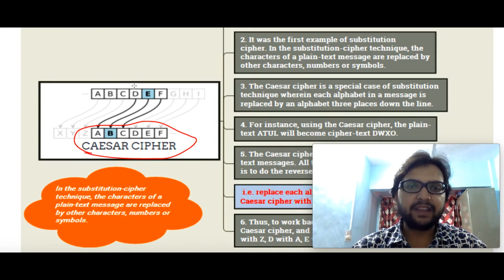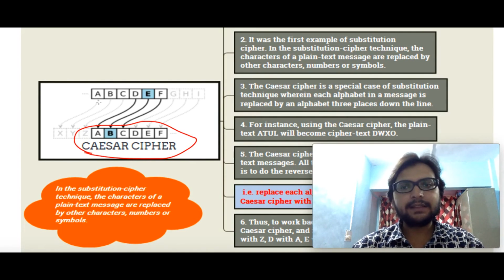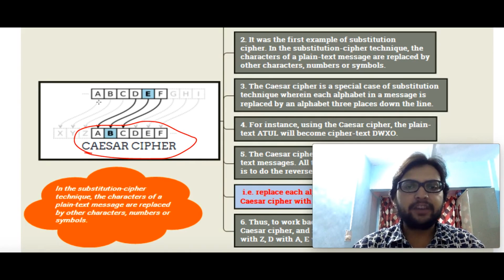As you can see, we can replace D with the alphabet 3 positions down the line, that is A. If we count from D, on the third position we have A on the downside: first, second and third. This is how we basically substitute alphabets, or encrypt our message using Caesar Cipher.